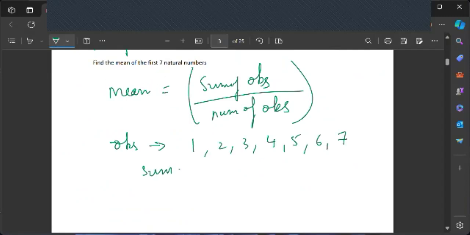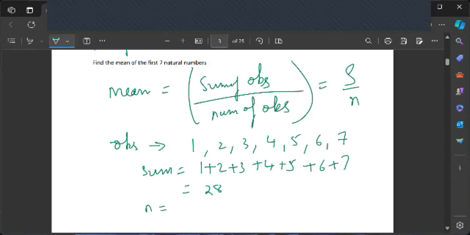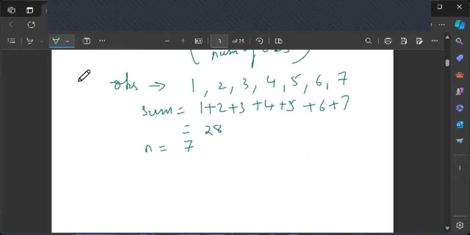What is their sum? Let's add them up. 1 plus 2 plus 3 plus 4 plus 5 plus 6 plus 7. Okay, quickly add along with me. So 7 plus 6, 13, plus 5, 18, plus 4, 22, plus 3, 25, 27, 28. Sum is 28. So when sum is 28, n is the number of observations, isn't it? Formula is S by n. N is 7. How many observations am I taking? 7. Natural numbers are numbers from 1 onwards, counting numbers are also called, isn't it?